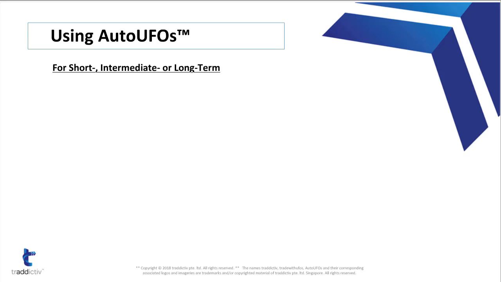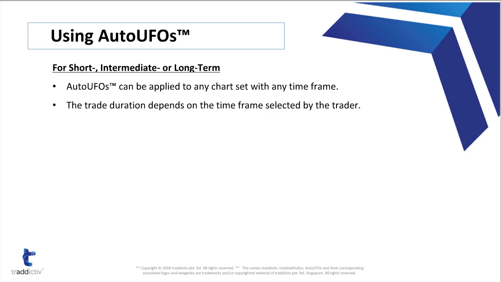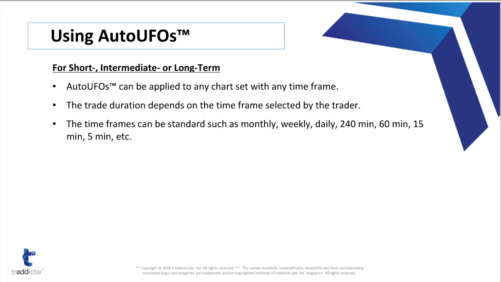Now, we also said that UFOs can be used for all sorts of trading styles, short-term, intermediate, or long-term. So let's take a look at those different time frames, because the trade duration will ultimately depend on the time frame that you utilize. So auto UFOs can be applied, as you have seen earlier, to all sorts of time frames: monthly, weekly, daily, 240 minutes, 60 minutes, 15 minutes, 5 minutes, etc.